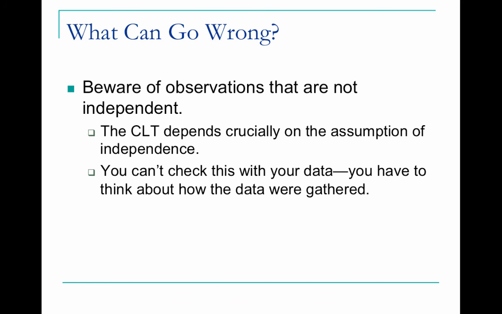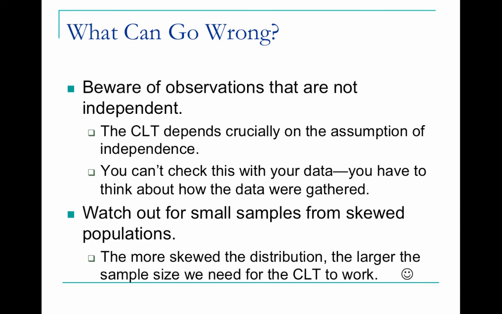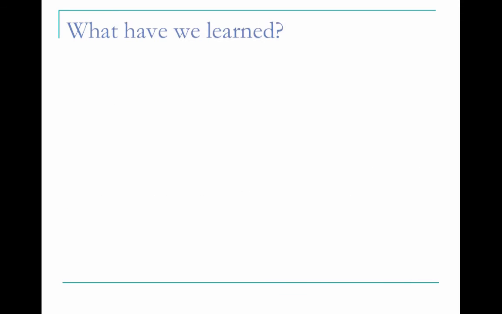We also need to be aware of observations that are not independent. The central limit theorem depends crucially on the assumption of independence. You can't check this with your data. You have to think about how the data were gathered. So you have to make sure that the observations are independent. And then you want to watch out for small samples from skewed populations. The more skewed the distribution, the larger the sample size is going to have to be for the central limit theorem to work.